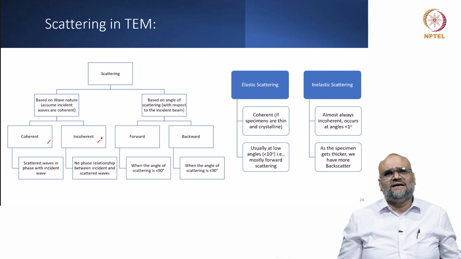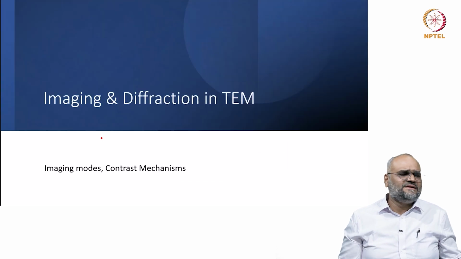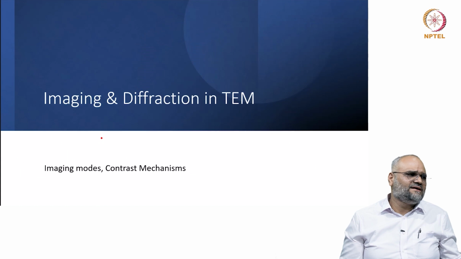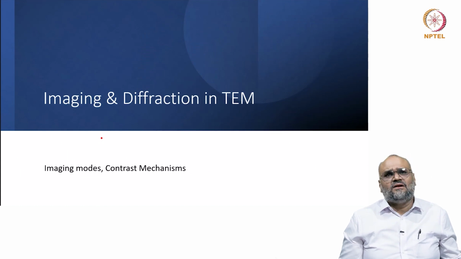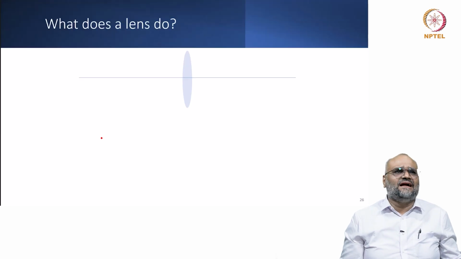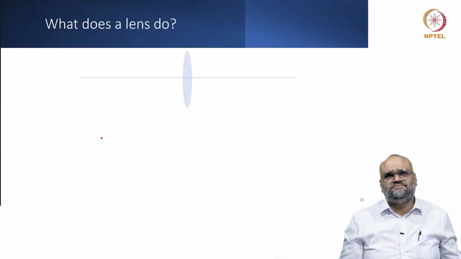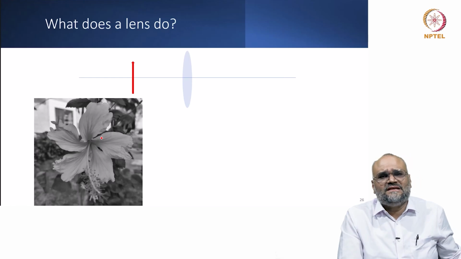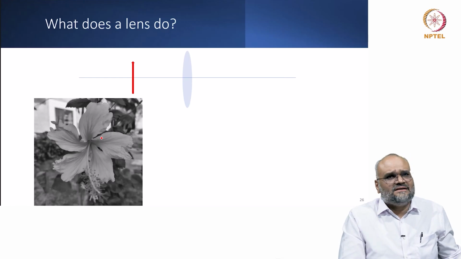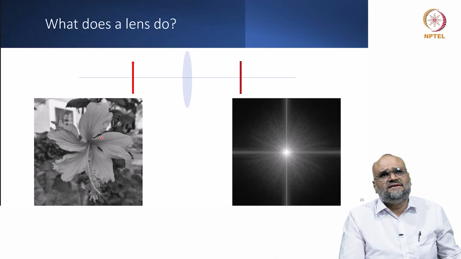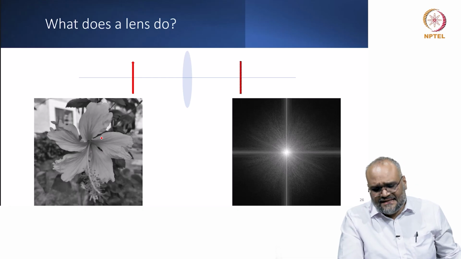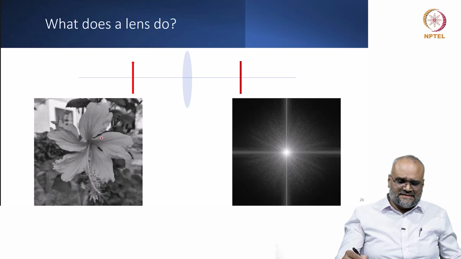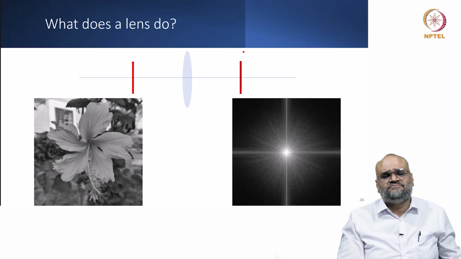Let us look at now a summary of what we learnt on imaging and diffraction in TEM, in particular the imaging modes and contrast mechanisms. Now let us draw a parallel with a classical convex lens and understand how a lens functions. If I place an object at the focal plane of the convex lens, the rays that travel through the lens go parallel and they all converge and form some kind of a pattern at the back focal plane.